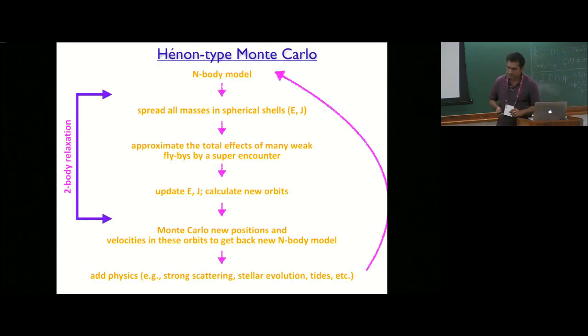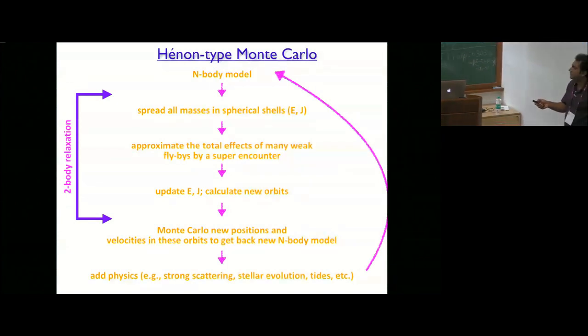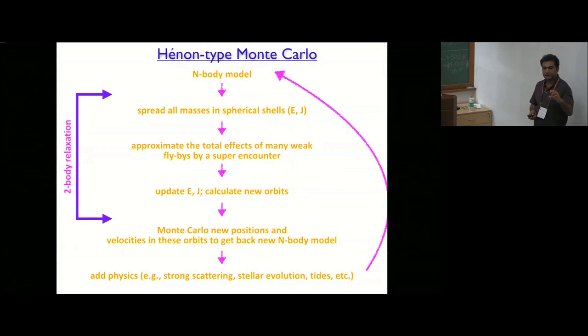So a general structure of this code, if you look at this, you start with an n-body model. By n-body model, I mean you have n stars, you have each of their masses, and their position vector and velocity vector. And then, since this is spherical, you calculate the energy and angular momentum of each of these stars, and then you say that I don't care where exactly the star is, since my potential is spherical, I will treat this star as a spherical shell of the same total mass. This way you can calculate the potential of all stars.